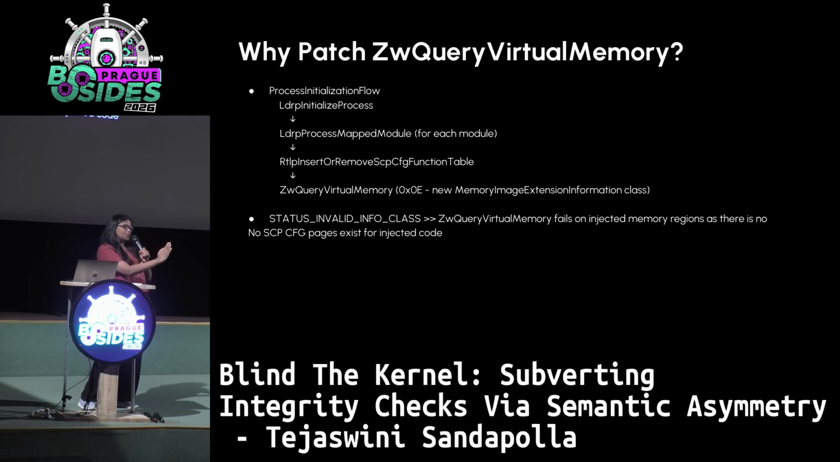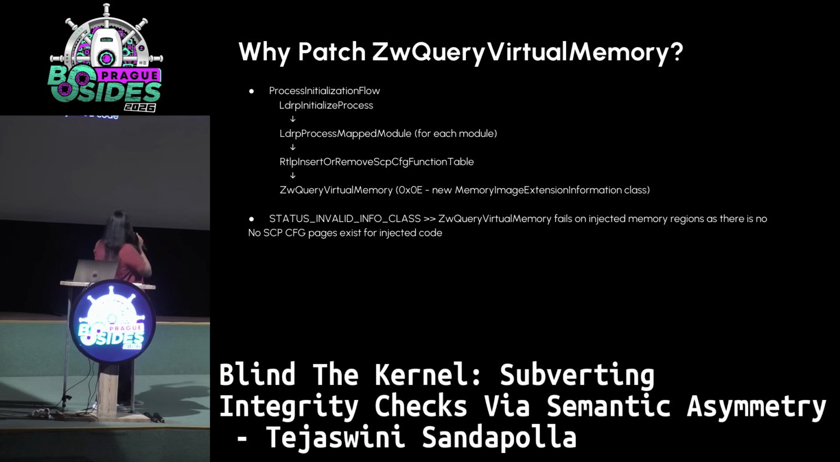Between the resume thread and going to the entry point of the payload, there are a few loader calls which happen. First is LdrpInitializeProcess, which initializes the process, and second is LdrpProcessMappedModule. When you create a process in a suspended state, only NTDLL is loaded. To load the other DLLs, when you are actually resuming the thread, this API is called. Then there is another call, RtlpInsertOrRemoveScpCfgFunctionTable. This is a new API which is being called only in the latest Windows 11 versions.